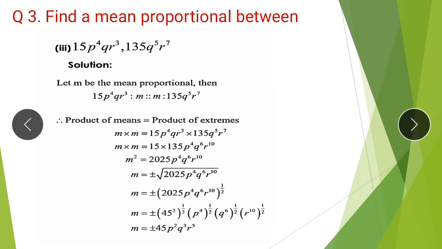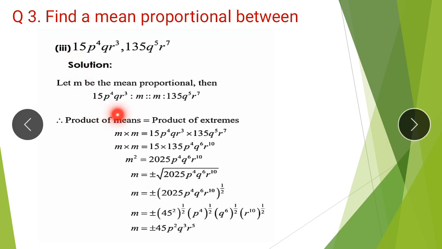Next is question number 3. Find a mean proportional between. Here we are supposed to find the mean proportional, means the extreme values are given, and we are supposed to find the middle value, the mean proportional. So let m be the mean proportional. You can again let a different letter here, it depends on you. So let m be the mean proportional then.